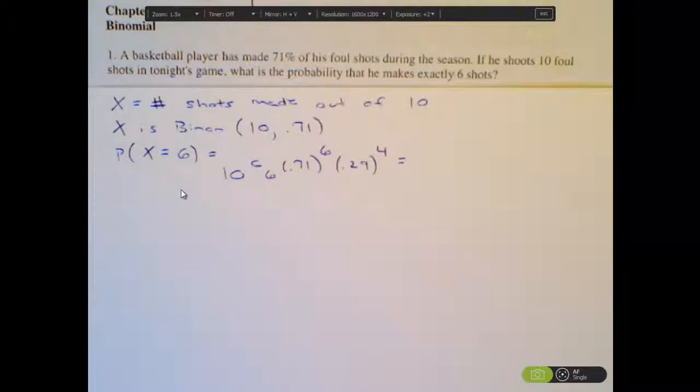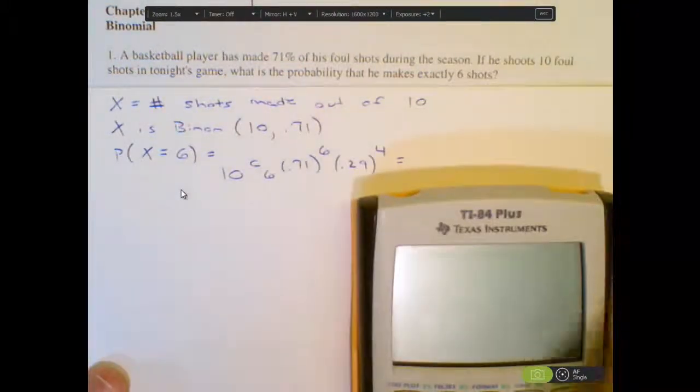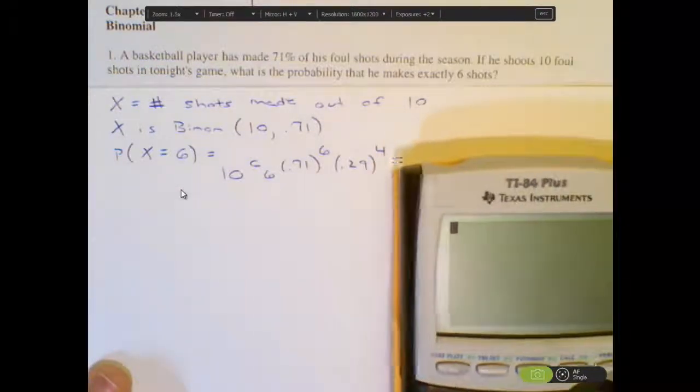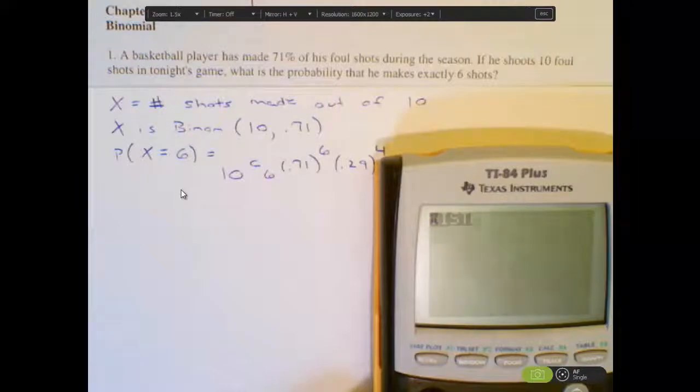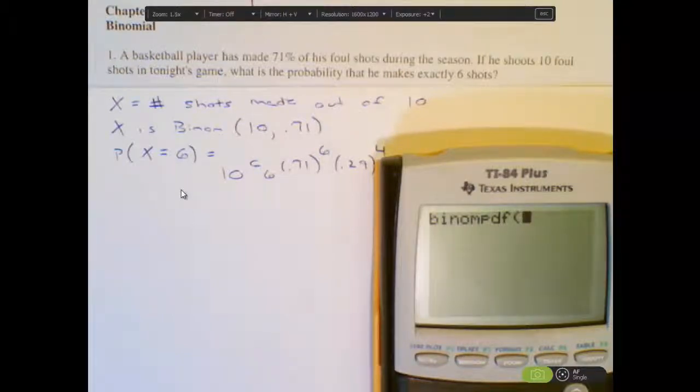Now, there's two ways I can calculate this on my calculator. I will show you both. One is to do 2nd distribution. I'm going to go to binomial PDF. PDF because I just have an exact amount. I just have one formula here. The number of trials, comma, probability of success, comma, and then the number of successes.